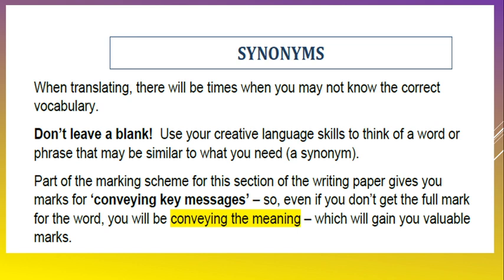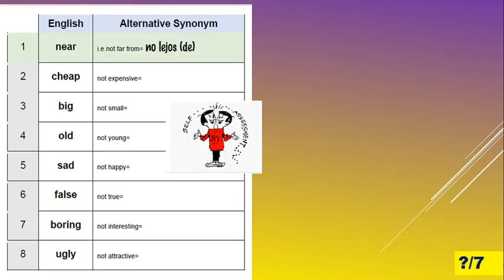So the synonyms are the words that are there to convey the meaning. Okay, so let's have a quick look at some of them. So an alternative way of saying the same word. In English we have lots of these, and in Spanish also. Okay, so we've got 8 of the most popular ones.